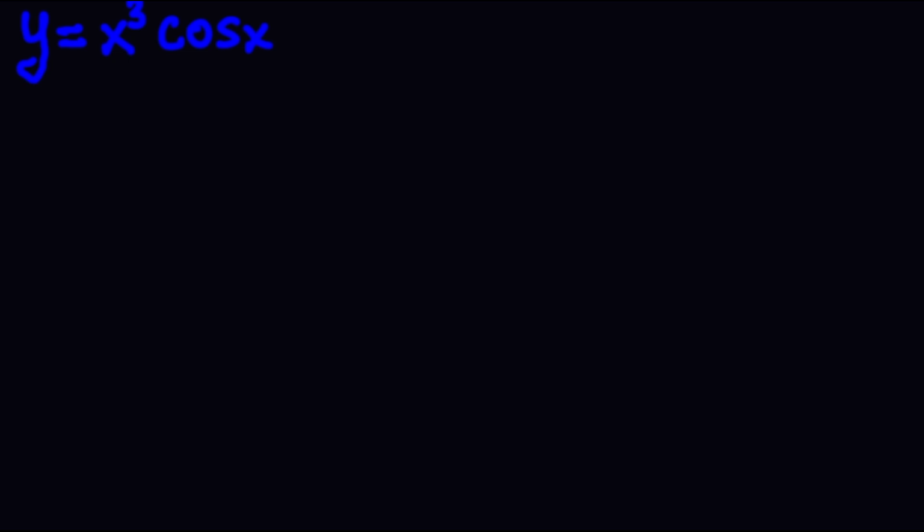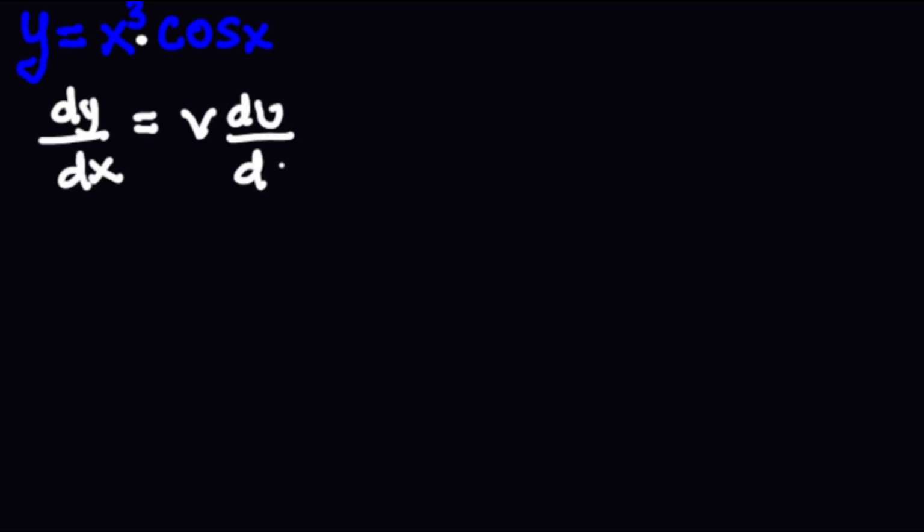Now, if you take a look at this question that I'm having here, we are given y equals x to the power of 3 cos x. In that case, that basically means I can just recall the formula for the product, because everything here is actually a product. We are having a polynomial function multiplying with a trigonometric function. So if I recall, dy/dx is going to be equal to v du/dx, then plus u dv/dx. That's basically what I'm going to have.